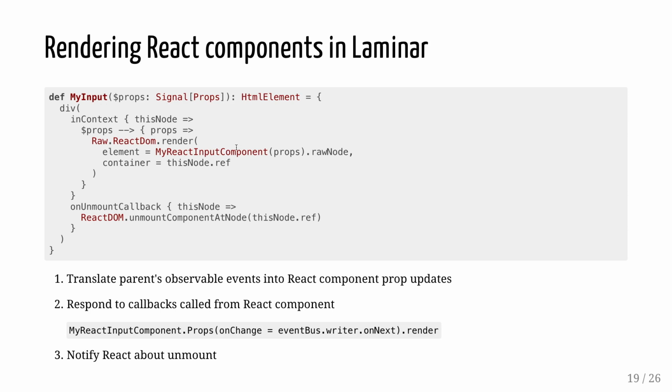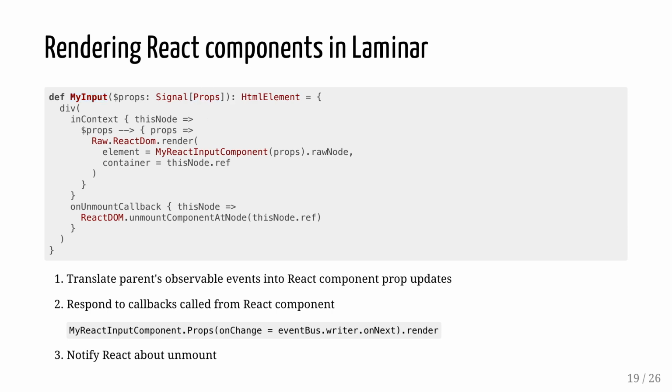Let's say you have a MyReactInput component, which might be one of your own, or it might be coming from a third-party React library like Ant Design or Blueprint. This is how you can use it from Laminar. We basically wrap it into a Laminar element. We create a Laminar wrapper component that accepts a signal of whatever your React component accepts as props. So I assume there's some props class in there.